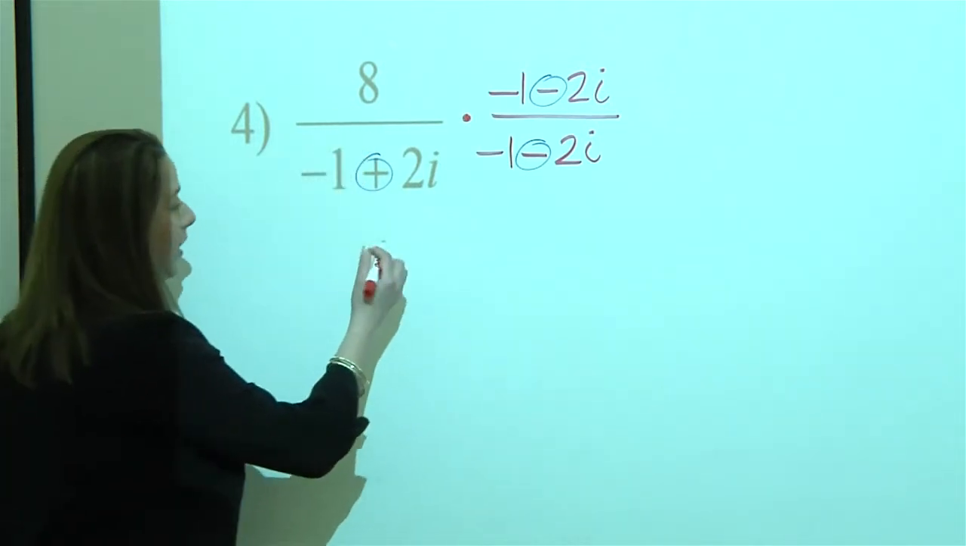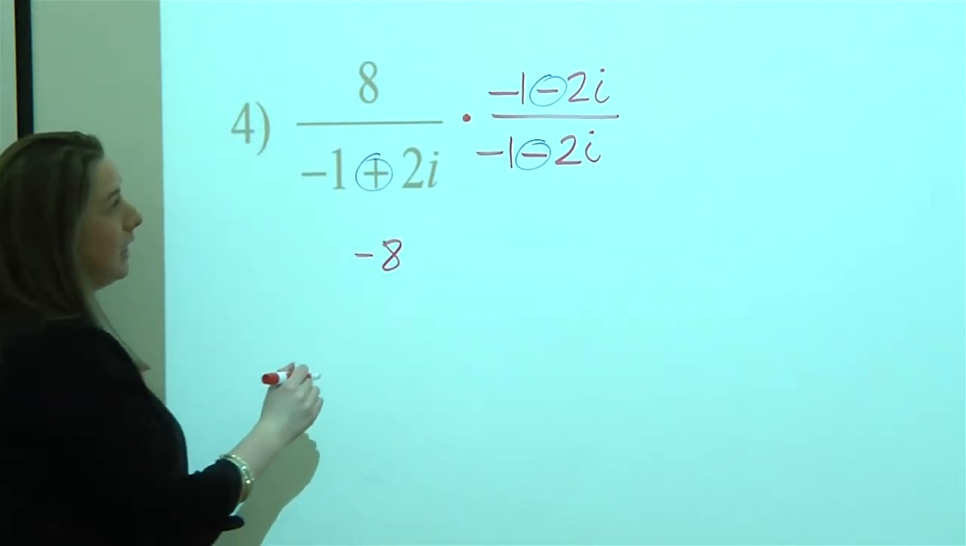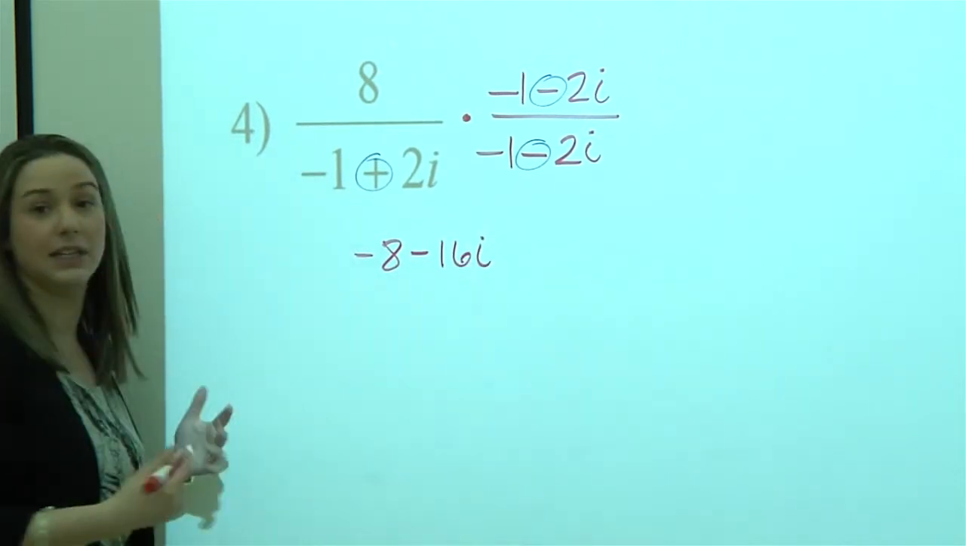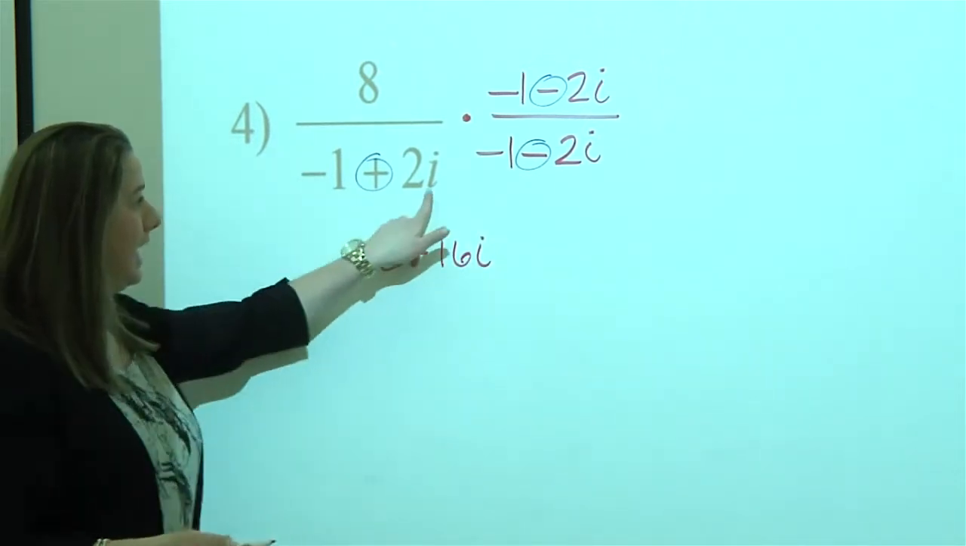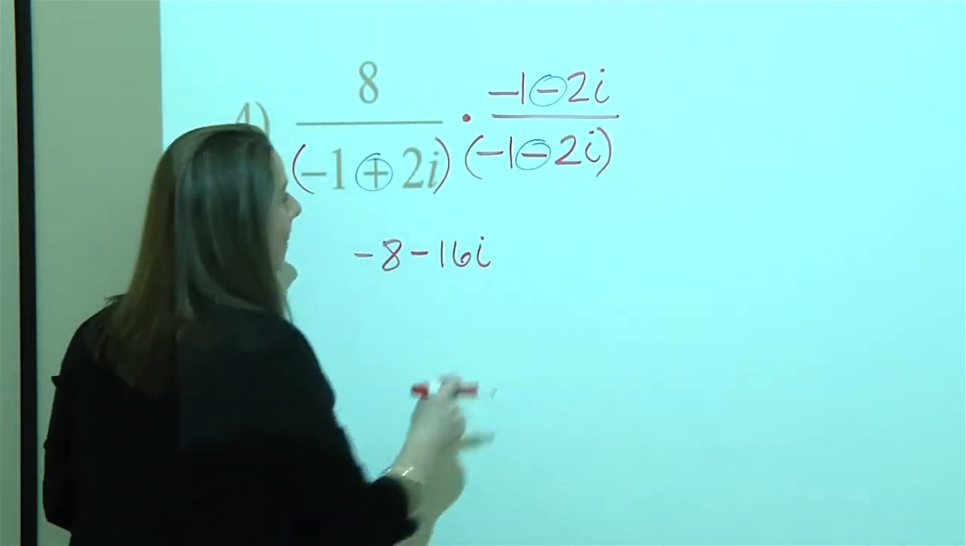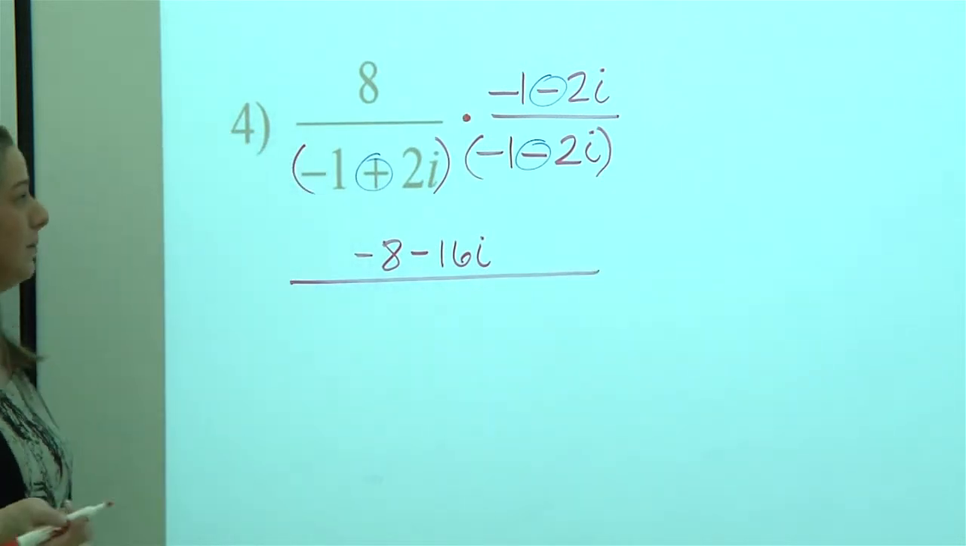8 times negative 1 is going to give me negative 8. 8 times negative 2i is going to give me negative 16i. I think about this like the distributive property. And now I'm ready to multiply these two complex numbers in the denominator, similar to what we've already been doing.